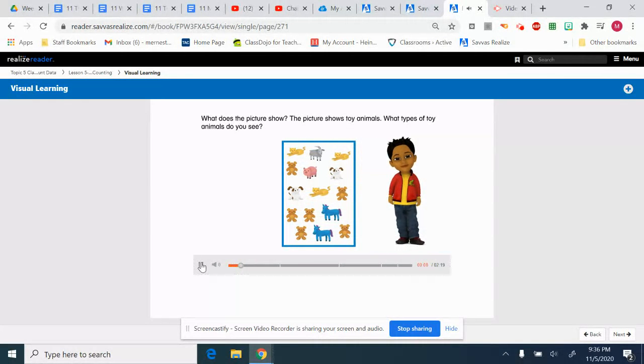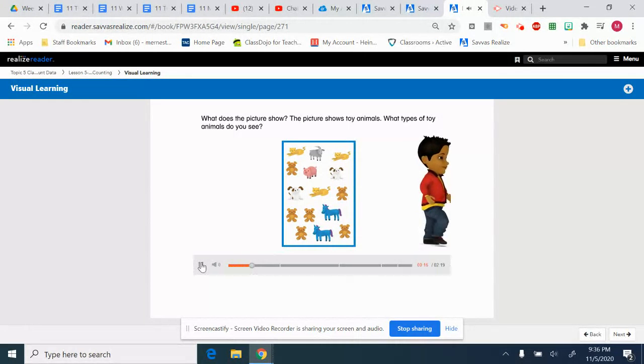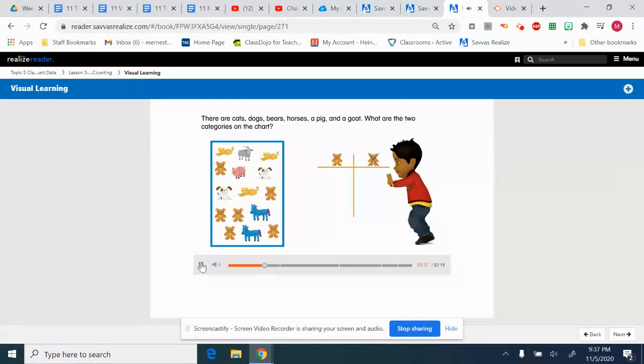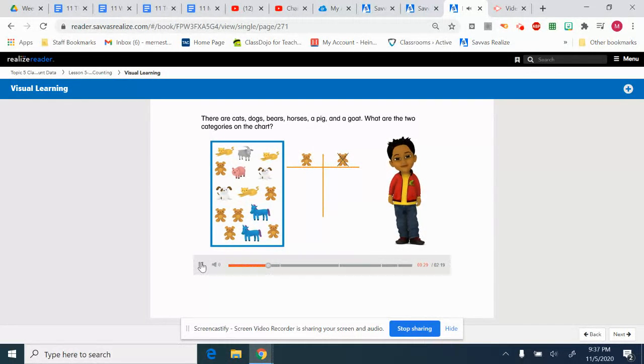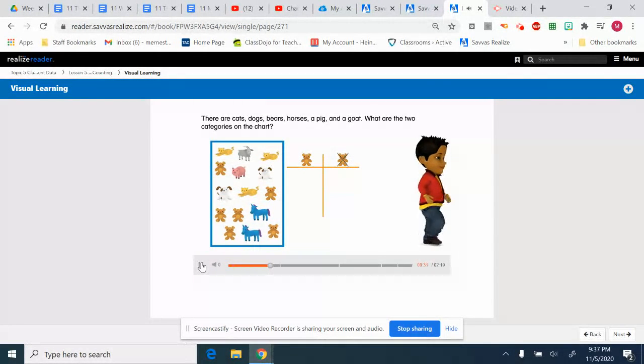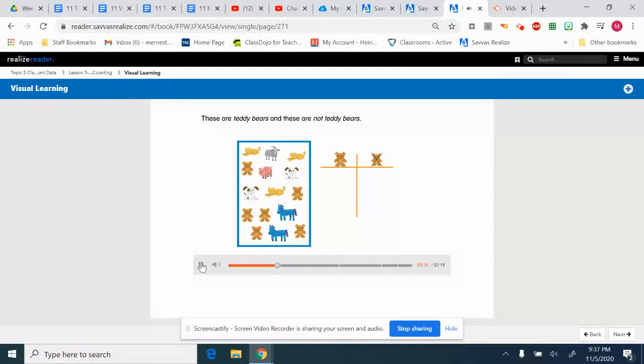What does the picture show? The picture shows toy animals. What types of toy animals do you see? There are cats, dogs, bears, horses, a pig, and a goat. What are the two categories on the chart? They have bears and not bears. These are teddy bears, and these are not teddy bears.